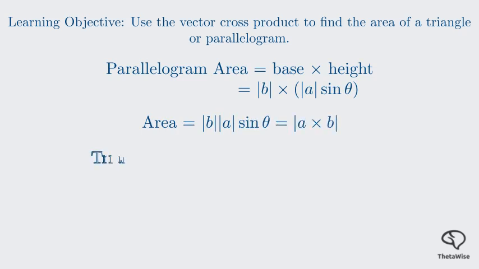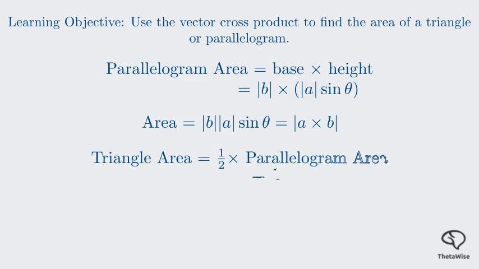Now for a triangle. Any parallelogram can be divided into 2 congruent triangles. This means that the area of a triangle defined by vectors A and B is exactly half the area of the parallelogram. This is a remarkably efficient way to find the area of a triangle or parallelogram in 3D space, given the coordinates of its vertices. You just form the vectors for the sides, calculate their cross product, and find its magnitude.